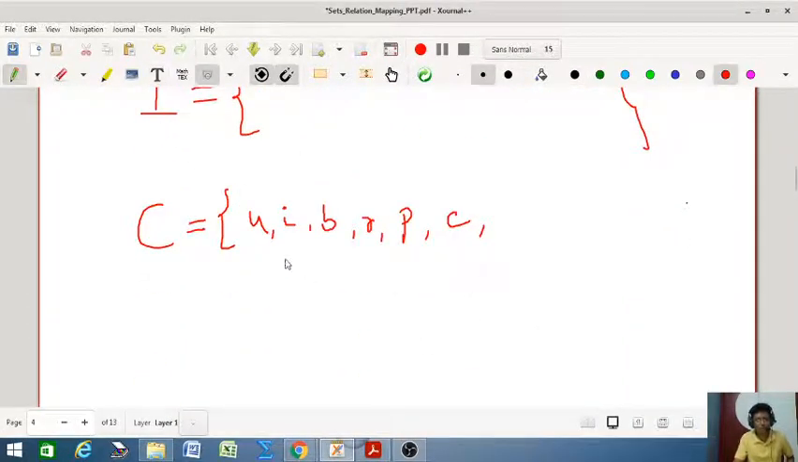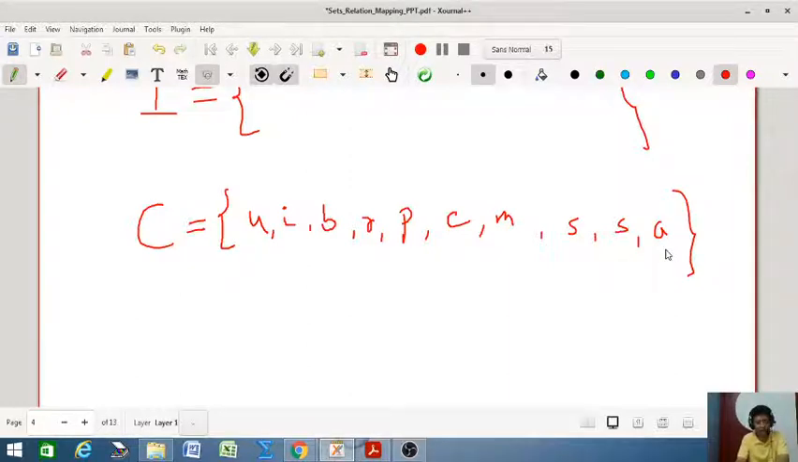So I'm talking about these numbers, and I'm writing the 10 countries. I remember 10 countries: Mexico, South Africa, Spain, and the 10th one is Argentina. I'm writing their initial alphabet: USA, India, Brazil, Russia, Peru, Colombia, Mexico, South Africa, Spain, Argentina.